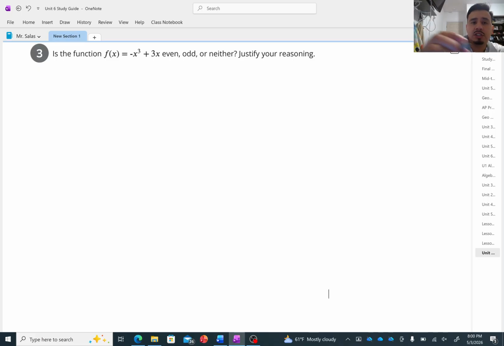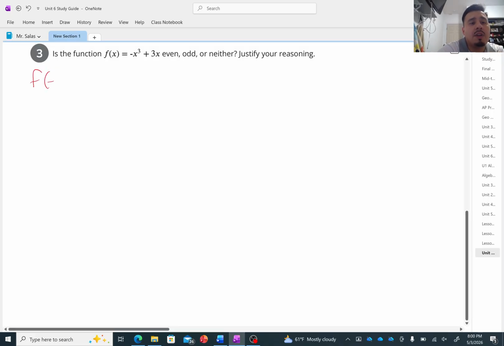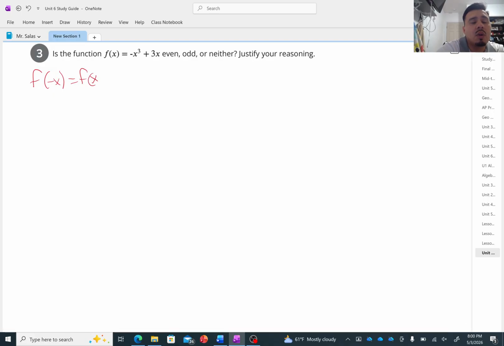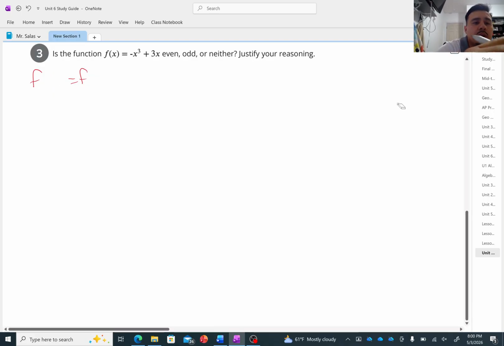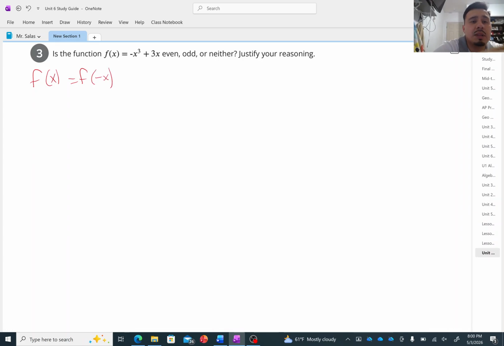So again, just as a reminder, if I'm doing f of negative x, that should be equal to f of x. Or you know what? Let me swap these real quick. Hold on. F of x is equal to negative f of x. That's going to be even.